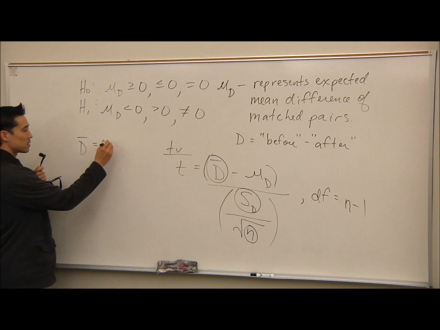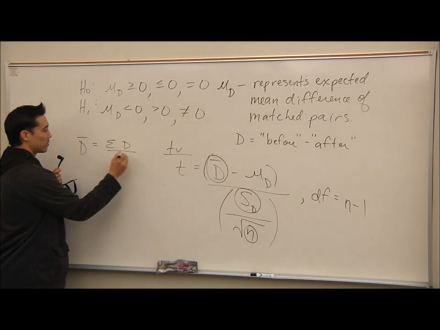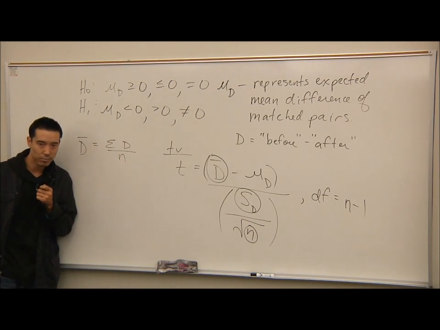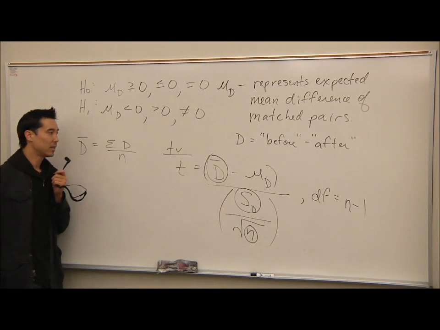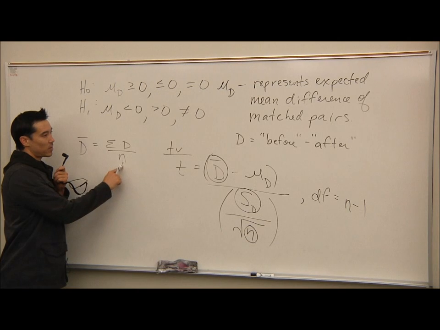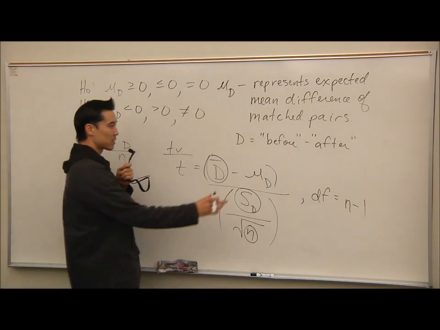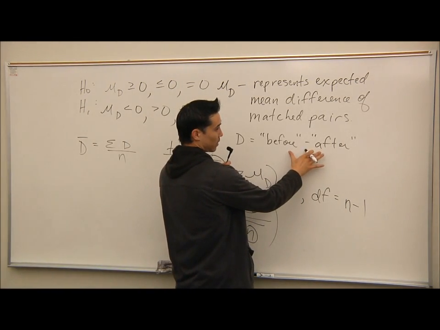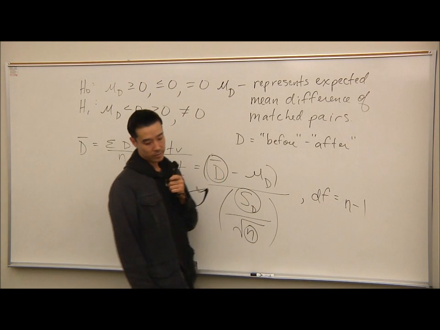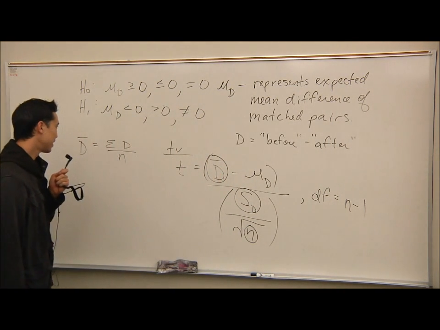Well, d bar is the sum of the d's and then divide by n. That should make sense, because x bar is the sum of the x's divided by n. D bar is the sum of the d's divided by n. But what are the d's again? It's the before minus afters. So that's what we're going to add up for each of them.